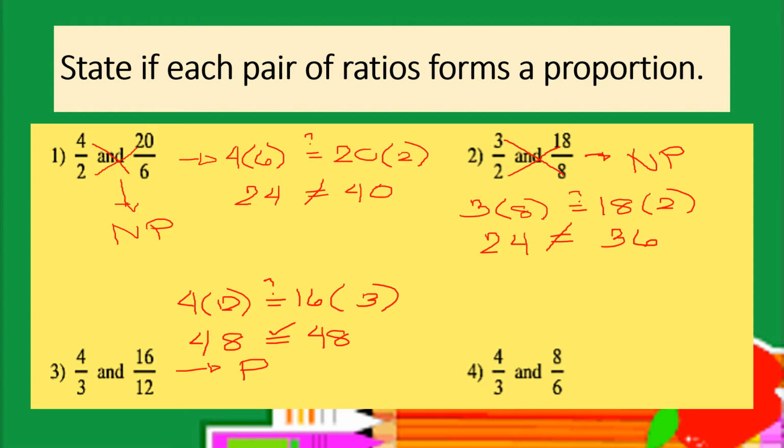For the last one, we will multiply 4 by 6 and 3 by 8. 4 times 6, is it equal to 8 times 3? 4 times 6 is 24. 8 times 3 is also 24. So here, they are equal, meaning 4:3 and 8:6 is a proportion.